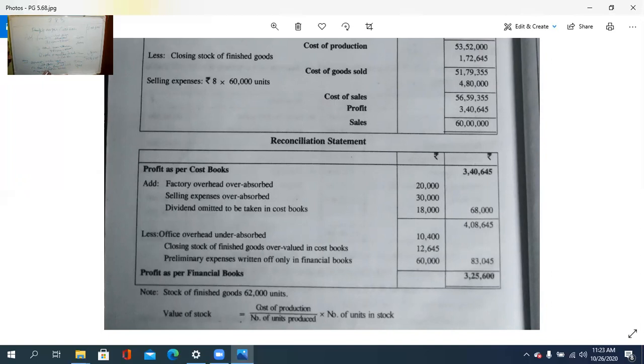Then preliminary expenses written off in financial books only. It is 60,000. That is already in the P&L. So 10,400, 12,645 and 60,000. How much is the total? 83,645. So how much is the difference? 3,25,600. What is this? Profit as per financial books.